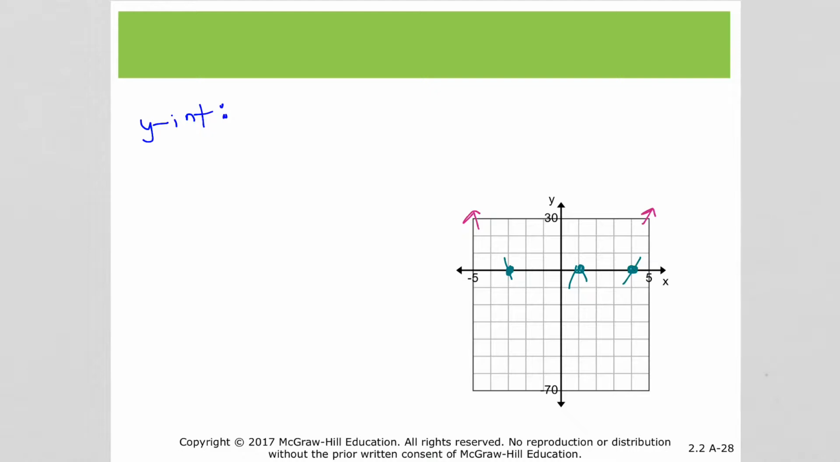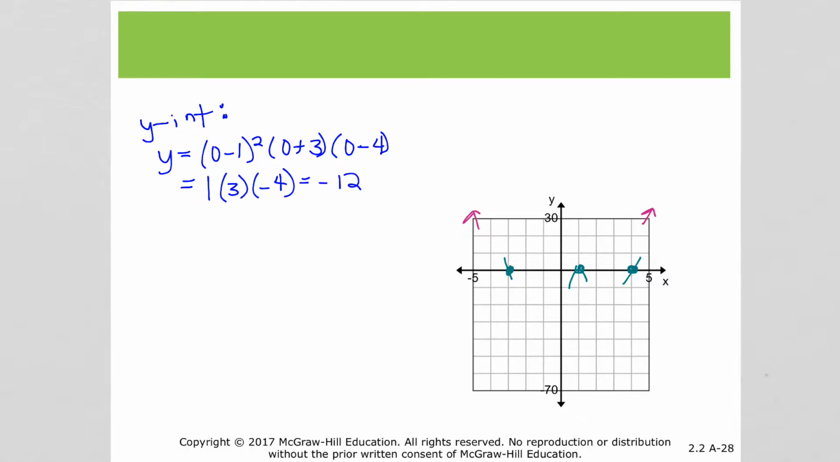I'm going to do the y-intercept here. So the y-intercept is going to be where x is 0. So we've got -1 squared, that's 1, times 3 times -4, so -12. So we have a y-intercept at 0, -12. Notice my y-axis here goes by tens, okay? So it's going to be somewhere like that.